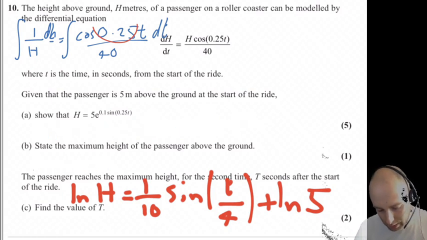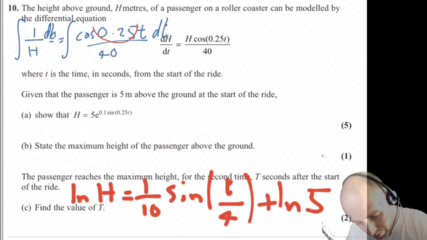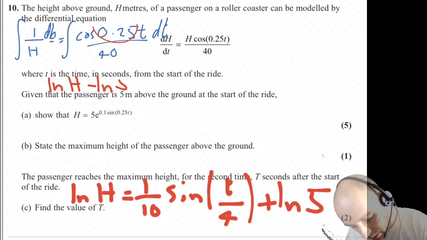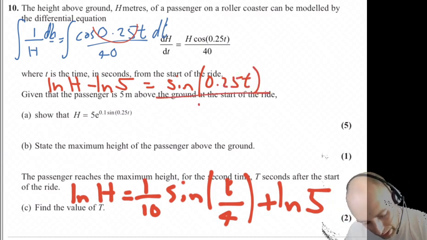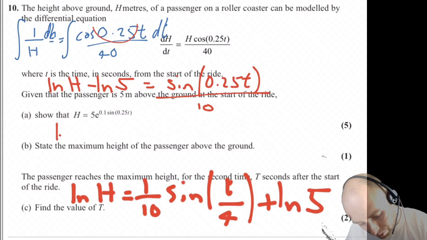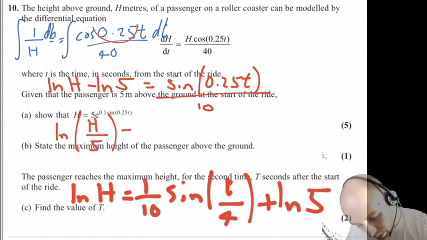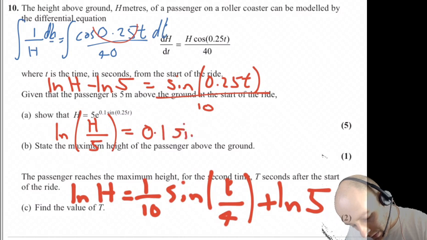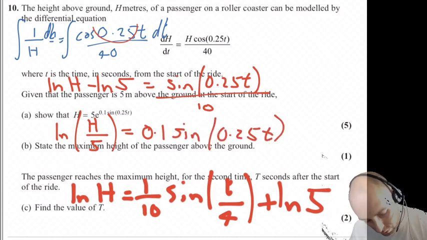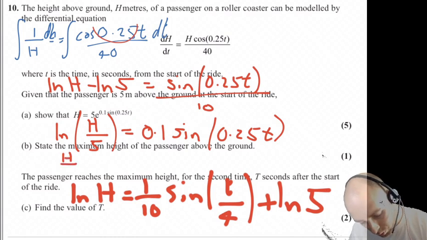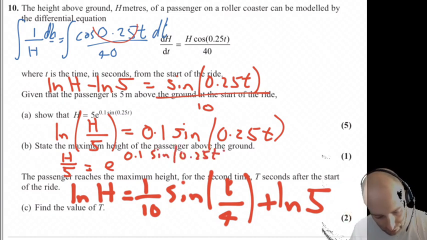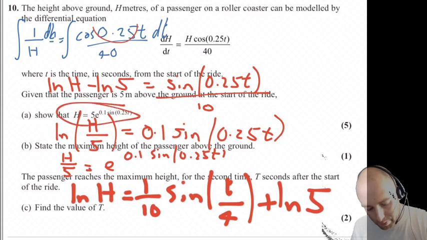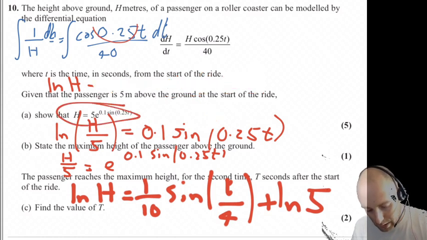So we will combine the two lns, so we'll do ln h minus ln 5 is sine 0.25t over 10. So we get ln h over 5 is 0.1 sine 0.25t, and then we can e both sides to get h over 5 is e to the 0.1 sine 0.25t, and then times by 5 to show that. Cool. So that's the first bit, which is probably the worst bit.